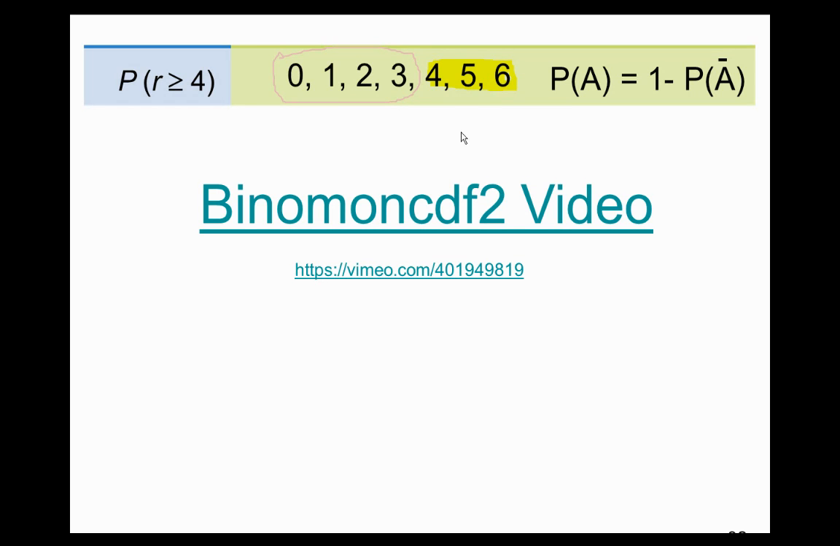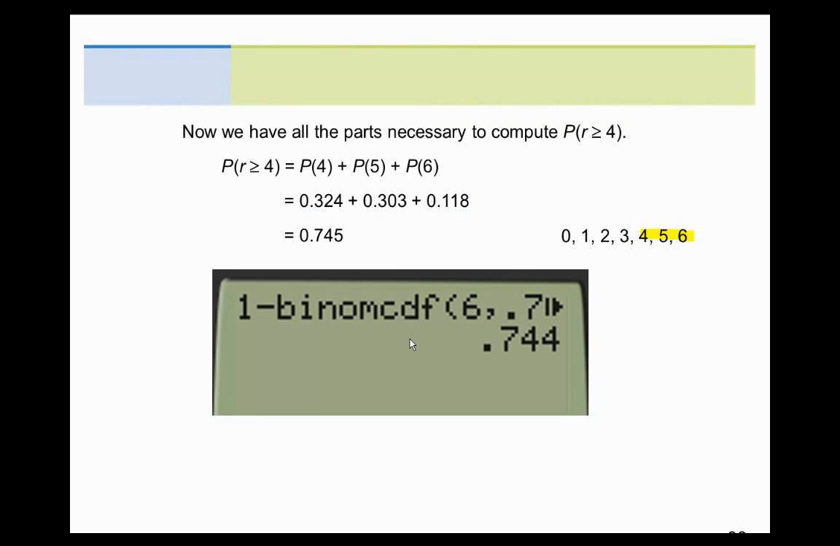I can't tell the calculator to start at 4. There's no option. It always starts with 0 successes, and it'll stop after you tell it to stop. There is my X or my R value. It'll add all these 4, and if I tell it to subtract that from 1, it'll give me what I'm looking for. The video will do a good job explaining that.